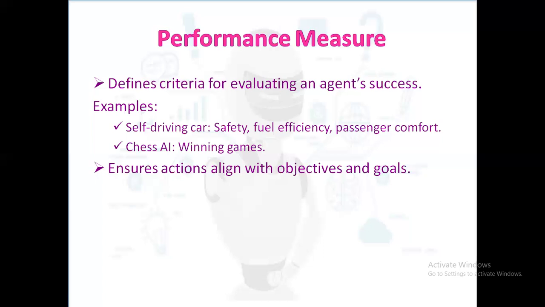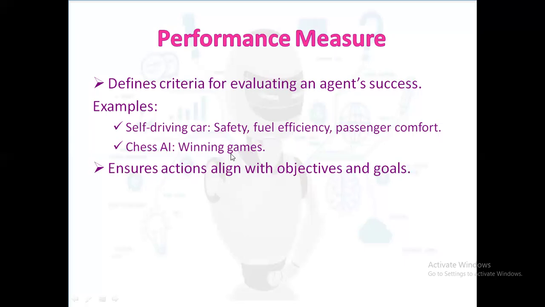Next, performance measure. We'll see one by one. What is P? What is E? What is A? And performance measure first. That is, evaluating an agent's success involves defining clear, measurable criteria that align with its primary objectives and goals. Say, for example, in the case of a self-driving car, success can be measured by factors such as safety, that is, avoiding accidents, fuel efficiency, and passenger comfort.